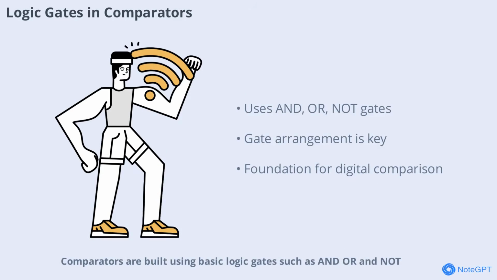Comparators are built using basic logic gates such as AND, OR, and NOT. For a one-bit comparator, these gates are arranged to produce the correct output signals based on the input values. The combination of gates ensures that the comparator can accurately detect when one input is greater, less, or equal to the other. This gate-level design is the foundation for all digital comparison operations.